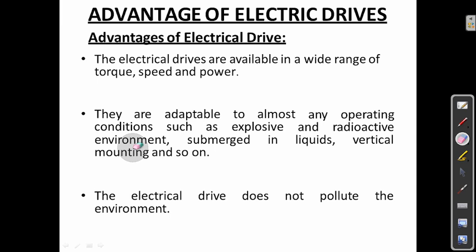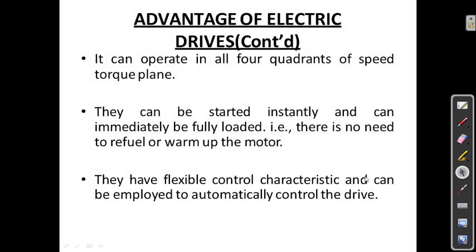Then the electrical drive does not pollute the environment. This is also one of the main advantages. The electrical drive does not pollute the environment, and it won't get affected by the environment. Also, it can operate in all four quadrants of the speed torque plane. We already know there are four quadrants: forward motoring, forward braking, reverse motoring and reverse braking. In all four quadrants it will work.